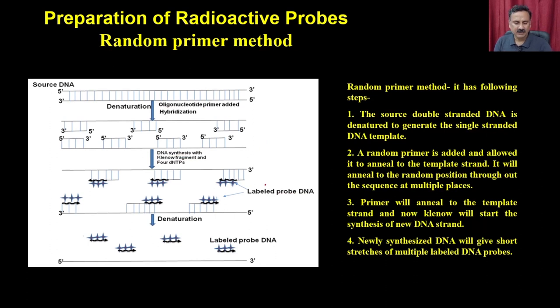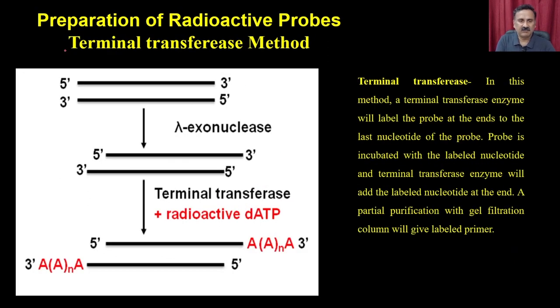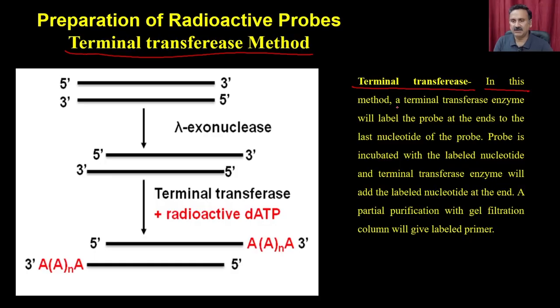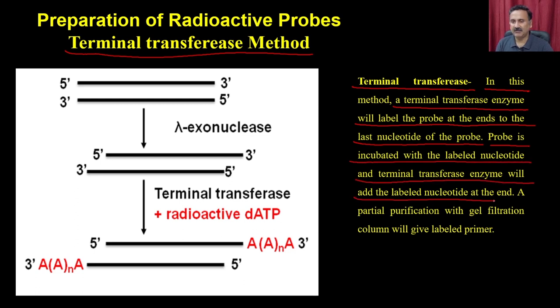Then we also have the terminal transferase method. In the terminal transferase method, you are going to use an enzyme called terminal transferase. In this method, the terminal transferase enzyme will label the probe at the end of the last nucleotide of the probe. The probe is incubated with the labeled nucleotide and the terminal transferase enzyme, which will add the labeled nucleotide at the end. A partial purification with the gel filtration column will give you the labeled probe.